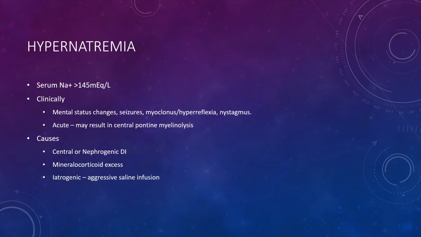Moving on to hypernatremia. This is defined as serum sodium greater than 145 milliequivalents per liter. Clinically, this manifests as mental status changes, seizures, myoclonus, hyperreflexia, and nystagmus. Acutely, again, with a rapid rise in plasma sodium, this can result in central pontine myelinolysis. Patients also show signs of intravascular volume depletion, cerebral hypoperfusion, and/or vasospasm.